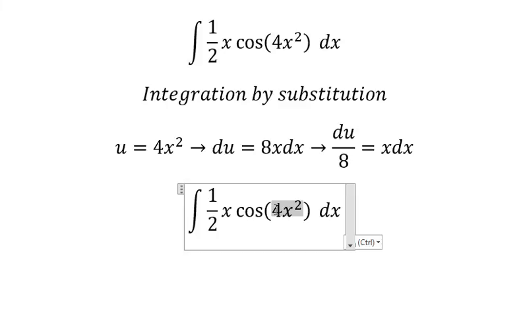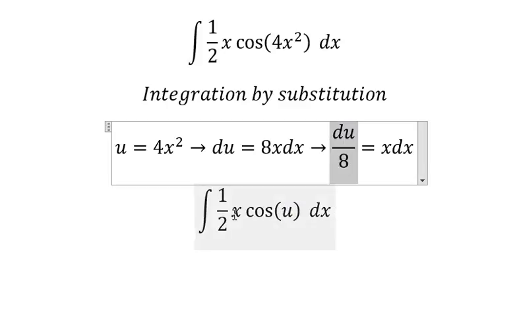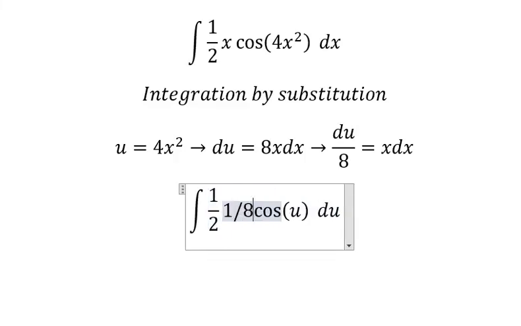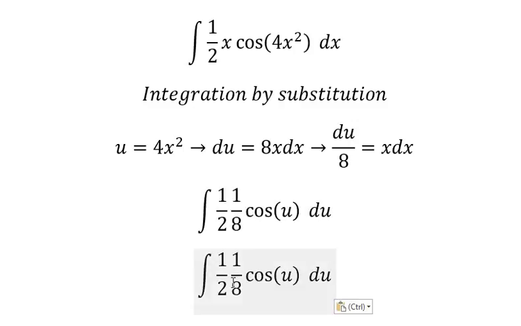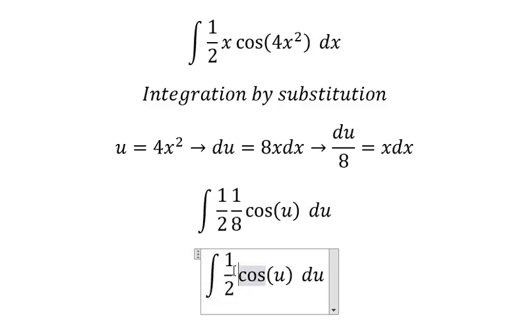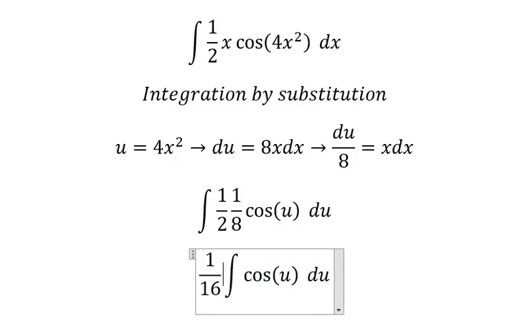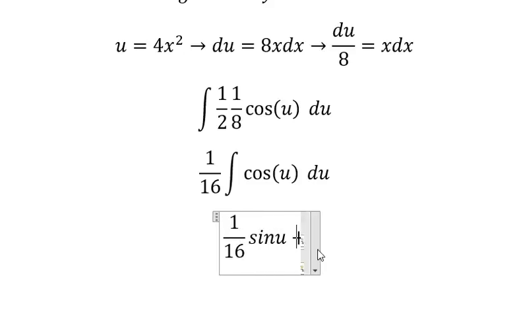This one we change by u. And dx we change by this one. Now, 1 over 2 and 1 over 8, that's 1 over 16, so I will put this one outside. The integration of cosine u is sine u, and we put plus c.